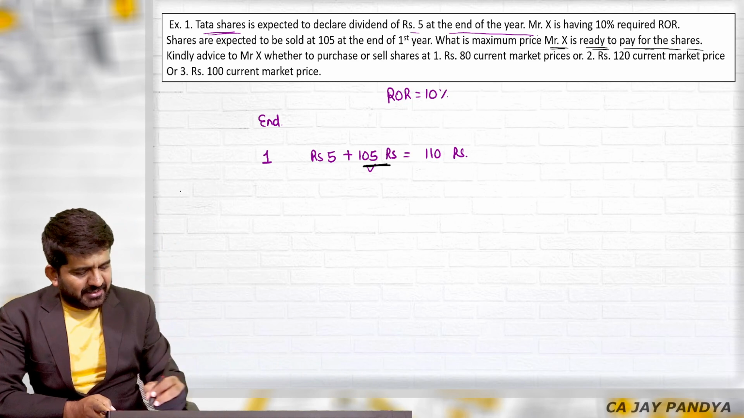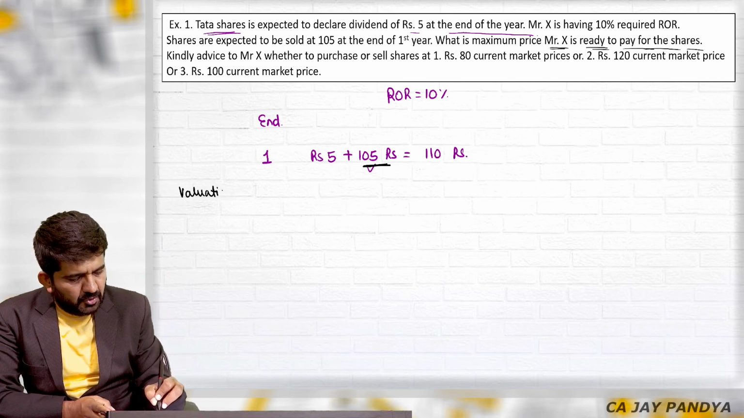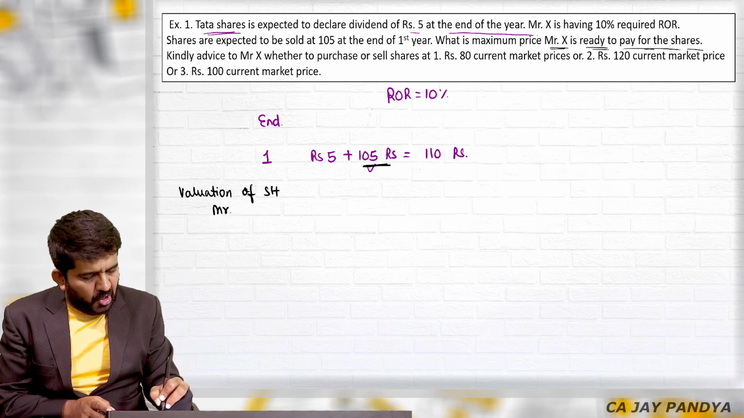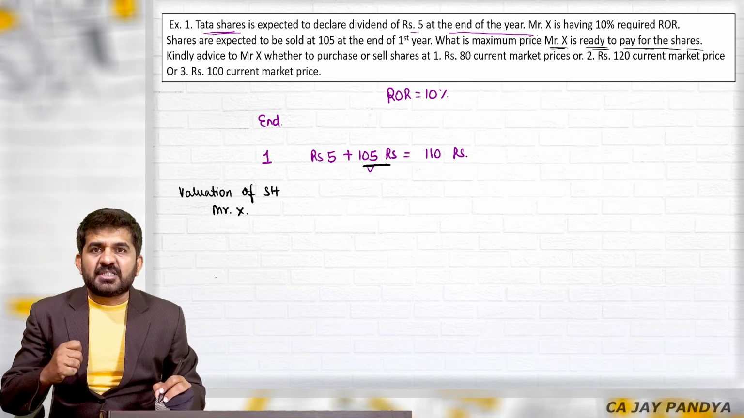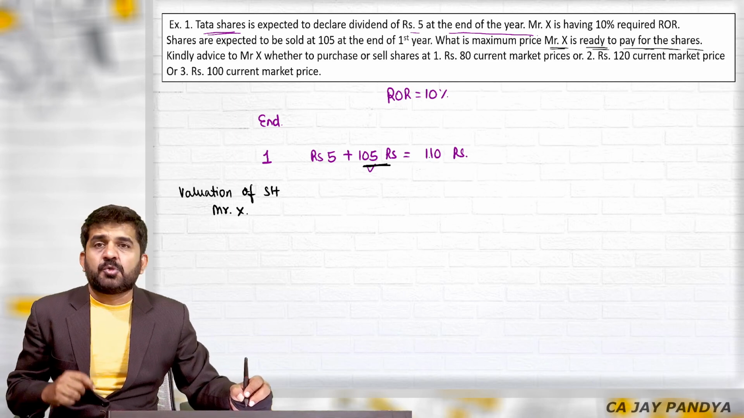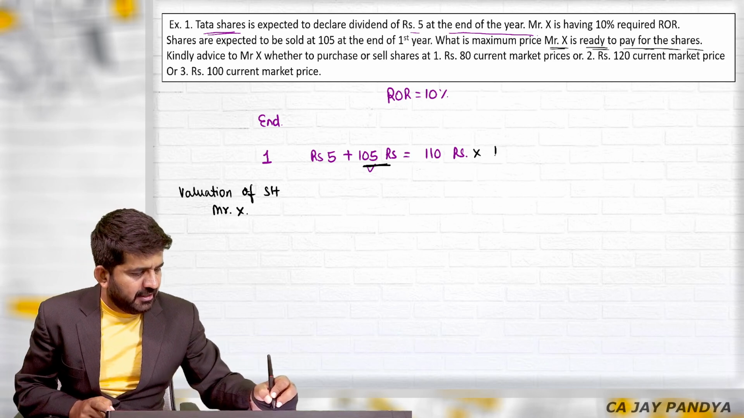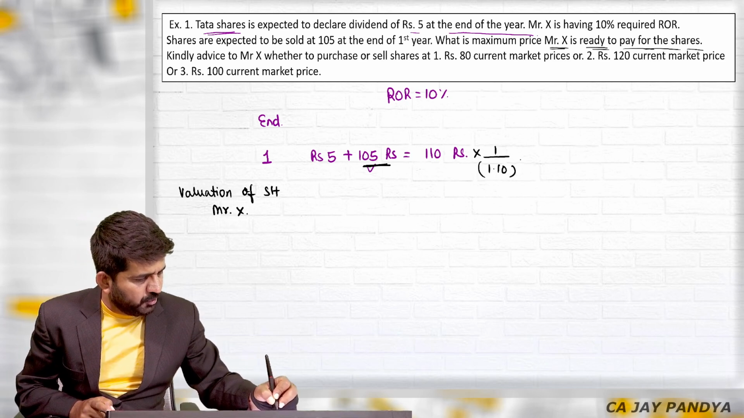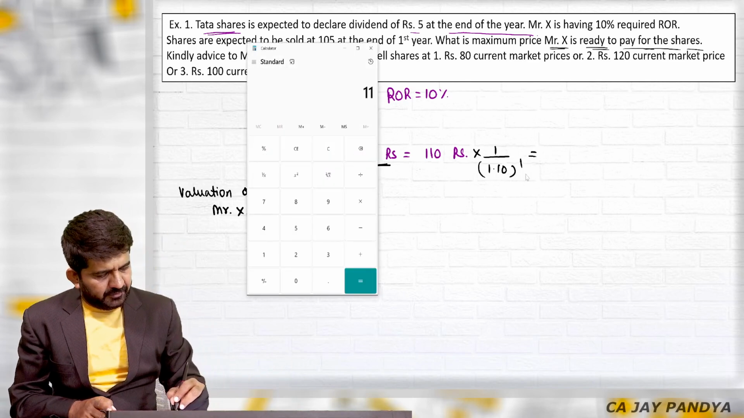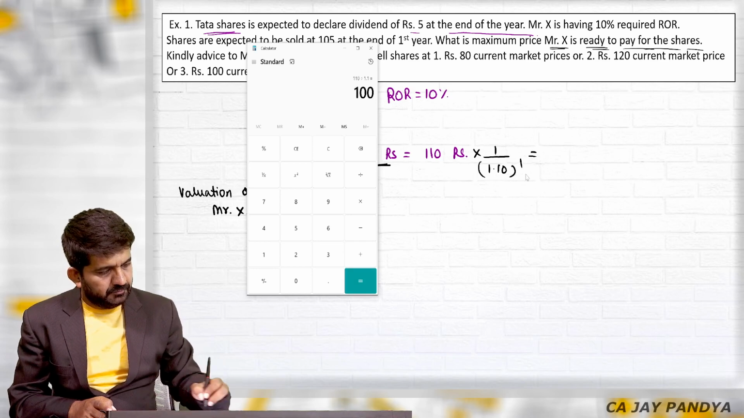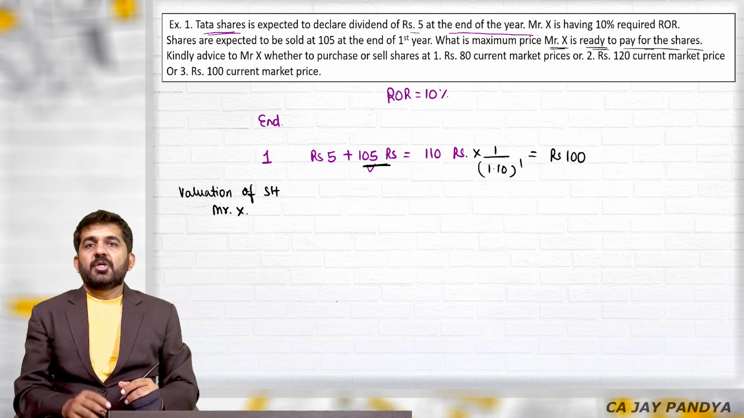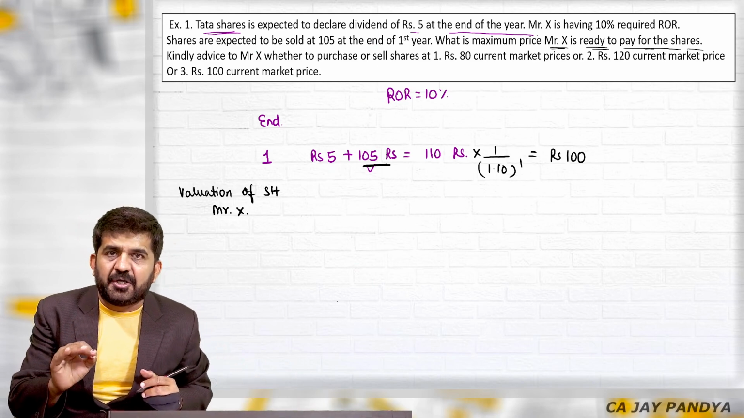So they are asking the valuation of the share for Mr. X. How will Mr. X value his share? Present value of future cash flow. What is the future cash flow for Mr. X? 110 divided by 1.10 raised to 1, because this is the cash flow of the first year. What will be the answer? It is rupees 100. Sir, is rupees 100 the market price of the share?